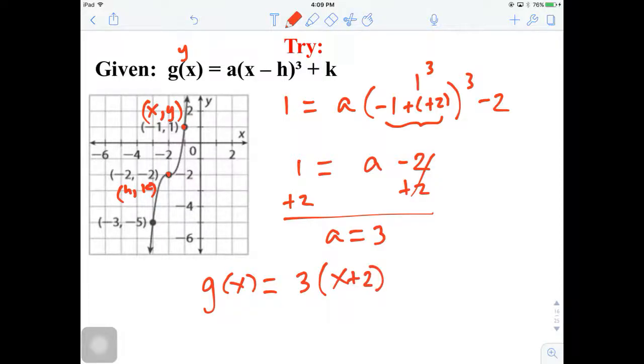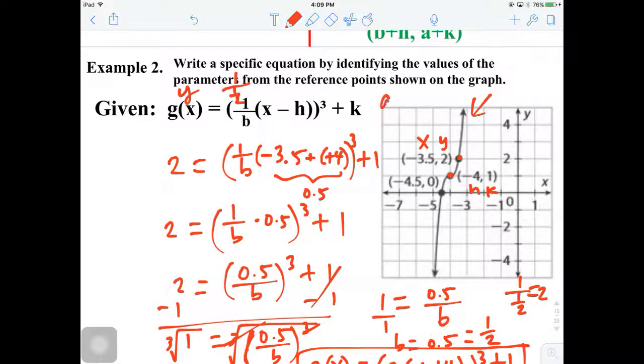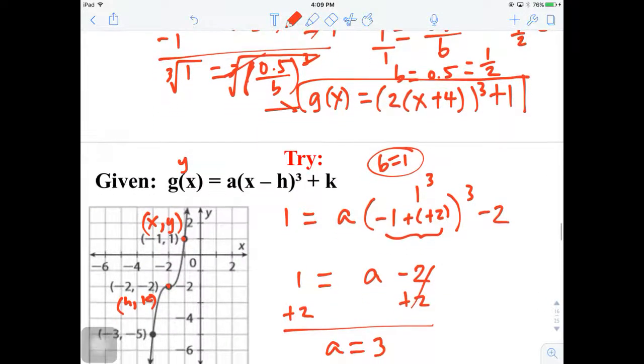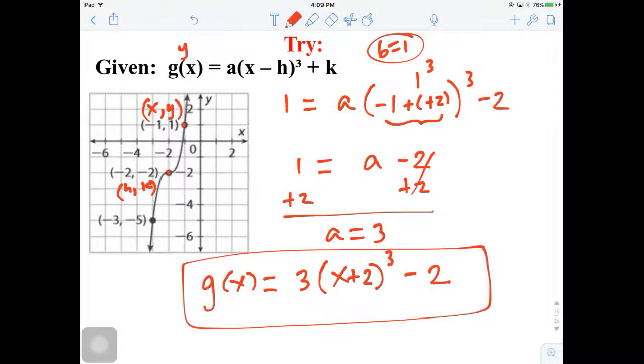We have no b. We assume that b equals 1, by the way, in case you were wondering what happened to b. In the previous problem, we just assumed that a is equal to 1 because there's nothing in front, so a was actually equal to 1. Just want to mention that before I forget. So b is actually equal to 1 here, and then we got the cube and then minus 2, and this is the general equation that created this graph.